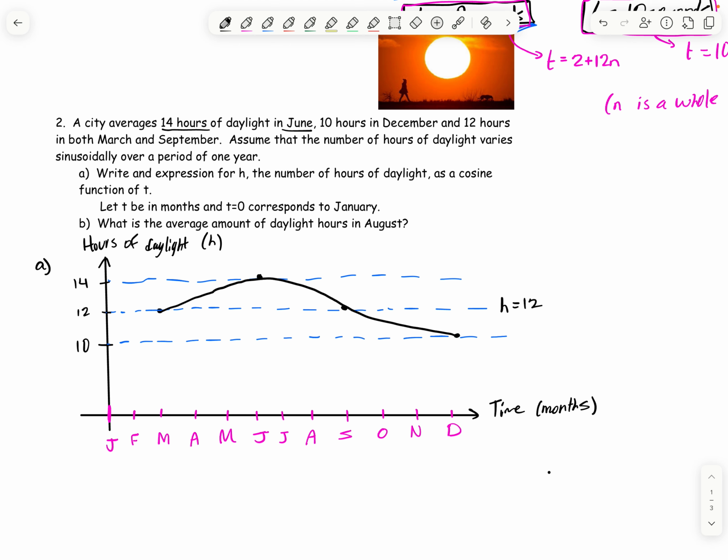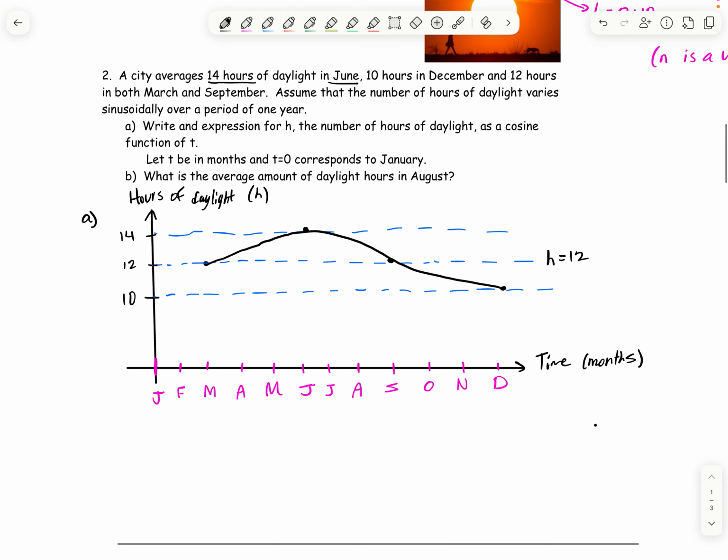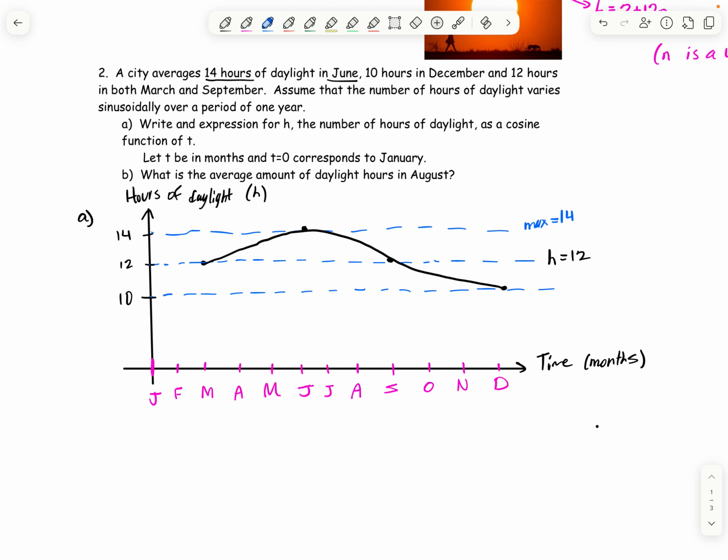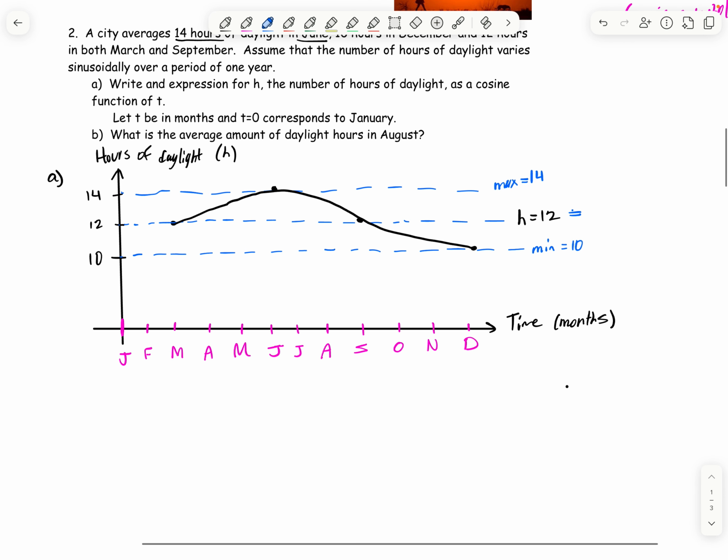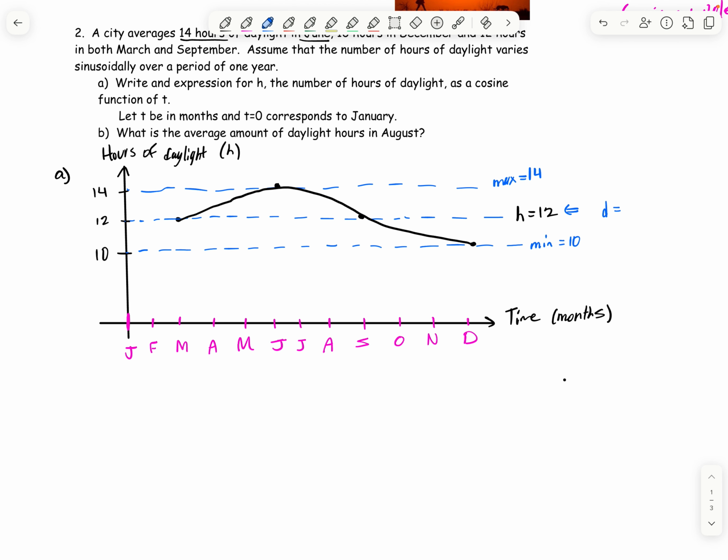Okay, so let's actually imagine we didn't graph this or for whatever reason we're trying to figure it out. Let's identify the maximum and minimum, right? So this is a max. Max is equal to 14. That's the largest amount of daylight hours, and the minimum is equal to 10, right? So this is min. But the midline here, D, is equal to 14 plus 10 divided by 2, max plus min divided by 2, which is actually 12. Okay, and I could put a box around that. And that makes sense because March and September both have 12 hours, which is the middle value.